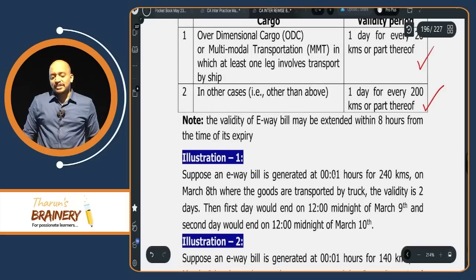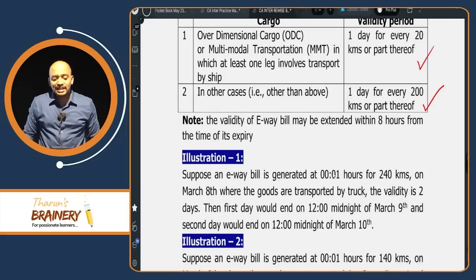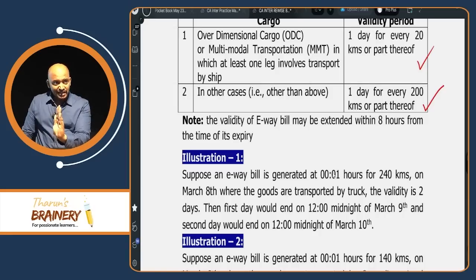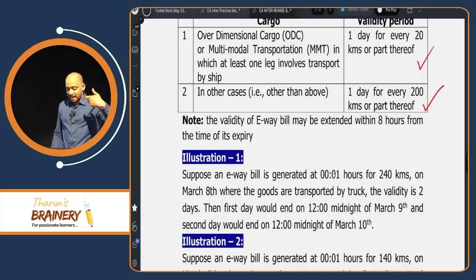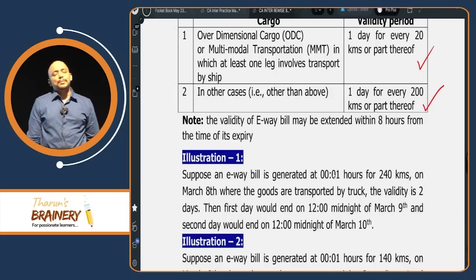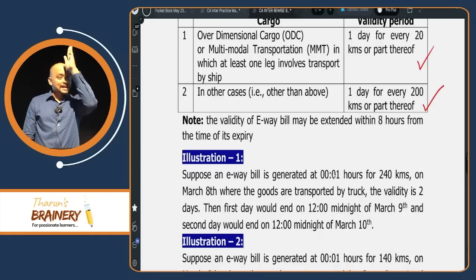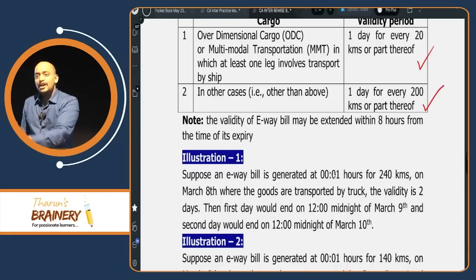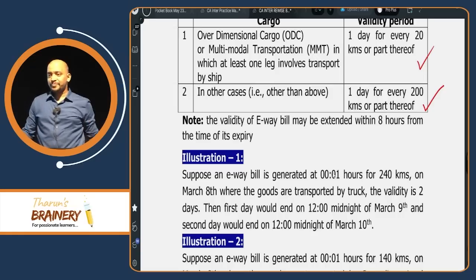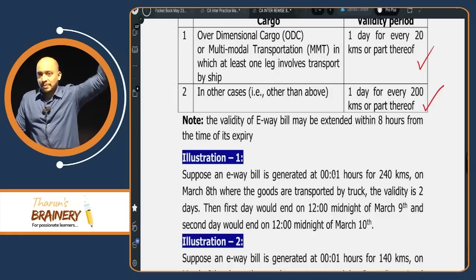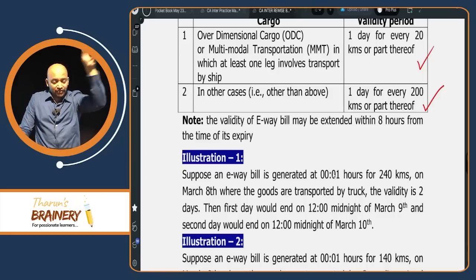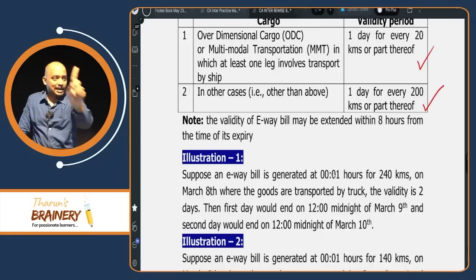And the validity of e-waybill may be extended within 8 hours from the time of its expiry. So whenever the e-waybill is expired, from there within how much time do we need to renew? 8 hours. And when, sir, will the e-waybill expire? E-waybill validity will always be counted from the midnight of the day it is generated to the midnight of the next day as 1 day. For example, today morning 10 o'clock we generated e-waybill. Now the validity will be counted from today midnight to next day midnight, 1 day.